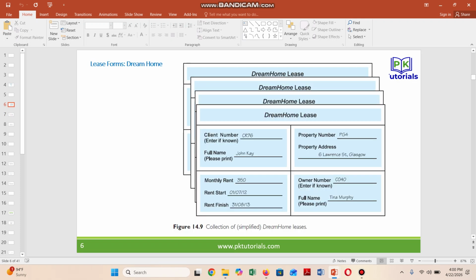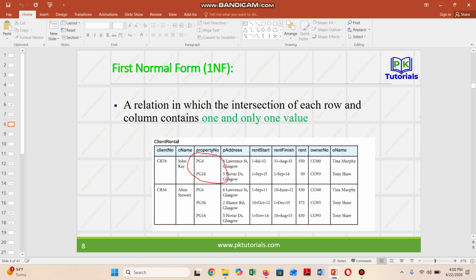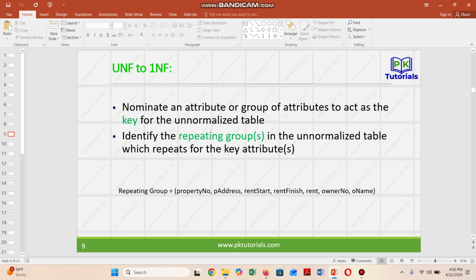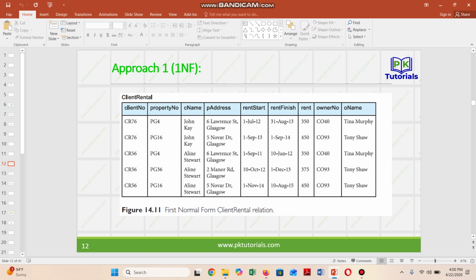If you have this lease paper and you translate it into tables, you see that for CR76 there are multiple records, and for CR56 there are multiple records. So this is unnormalized form. In first normal form, it is a relation in which the intersection of each row and column contains only one value. There should be only one value, not multiple values. So you can use this approach to reach first normal form.